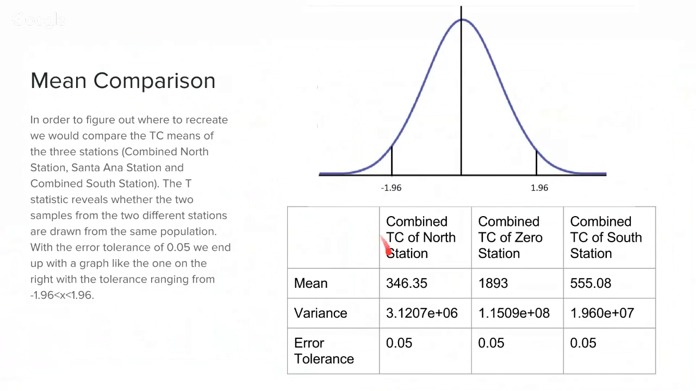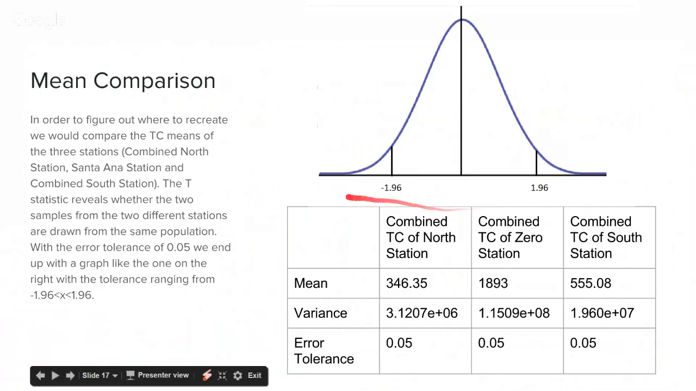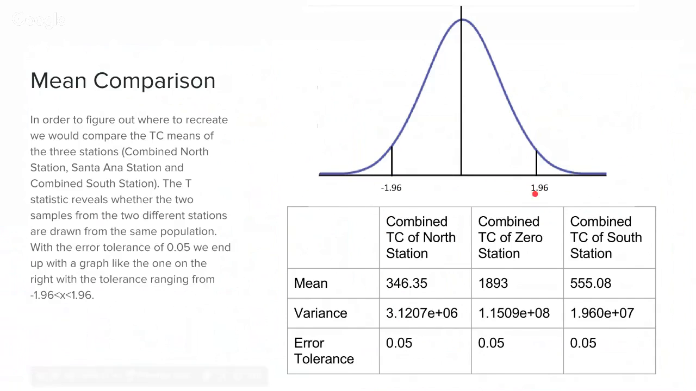But in the end, here are the numbers we got. So we solved for mean, variance, and here's the percent error tolerance we worked with, which gave us these values. Since this is a two-sided distribution, we divided 0.05 in half, and then here's the number we got. So in order to figure out what to recreate, we would compare the TC means of the three stations, the combined north station, Santa Ana station, and the combined south station. With the error tolerance of 0.5, we ended up with a graph like the one on the right.